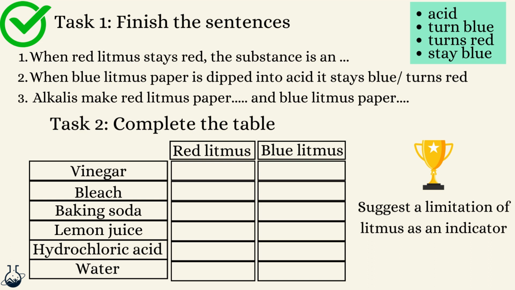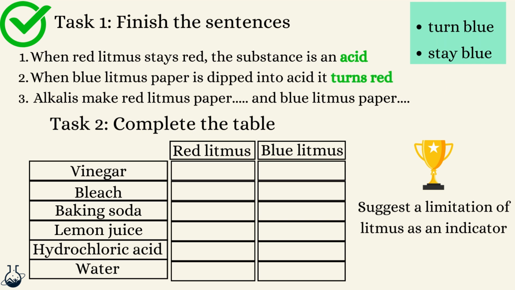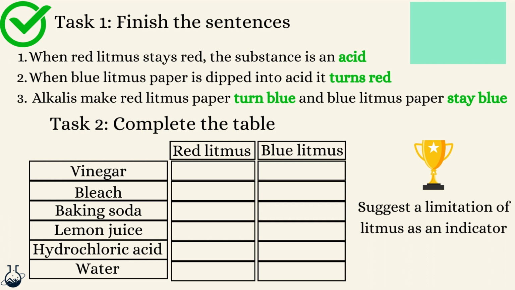Time to go through the answers then, guys. Marking pens ready. When red litmus paper stays red, the substance is an acid. When blue litmus paper is dipped into acid, it turns red. Alkalis make red litmus paper turn blue, and blue litmus paper stay blue.